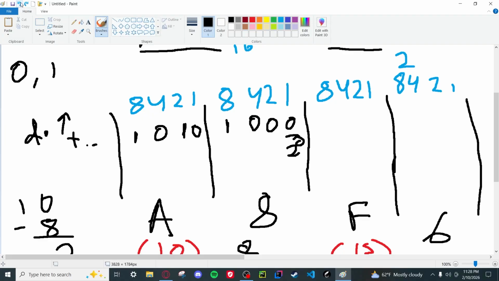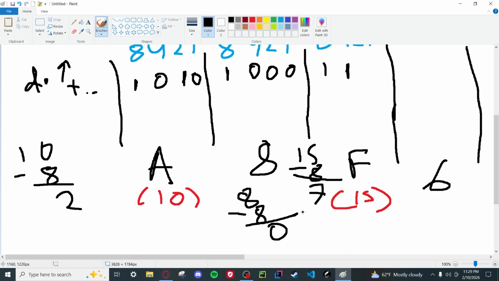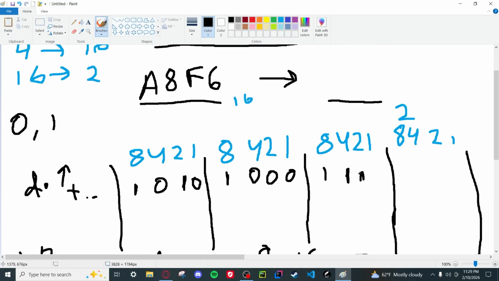Why am I hitting redo? Okay, F. Exact same thing. Can we fit an 8? We can. Can we fit a 4? We can. Right? 15 minus 8 will give us 7. Does 4 fit in a 7? It does. We're left with 3. Can we fit in a 2? We can. We'll be left with 1. Can we fit in a 1? We can. Cool. It's fine if the 1's a little bit bigger. Doesn't really matter that much, let's be real.